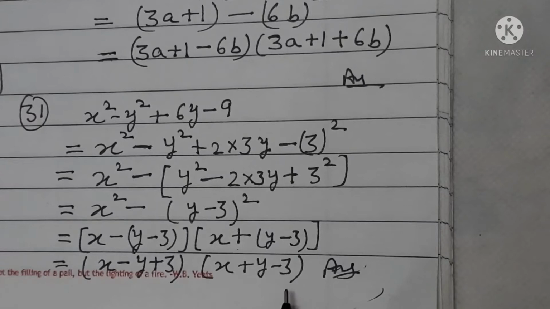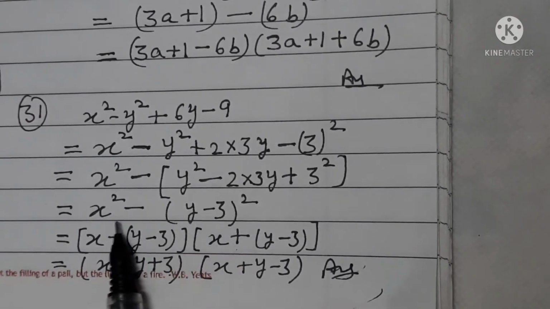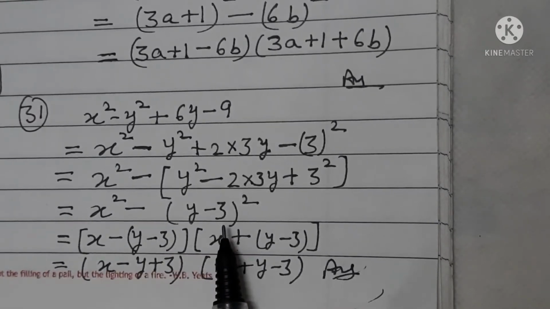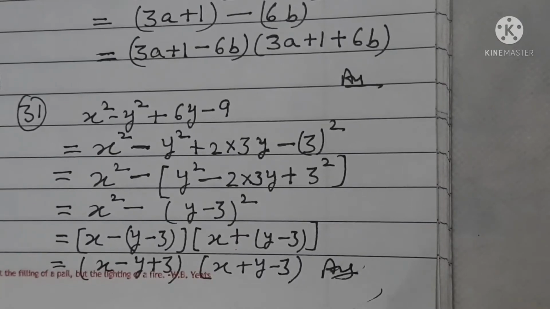This is the answer when you open these two by using identity a square minus b square.